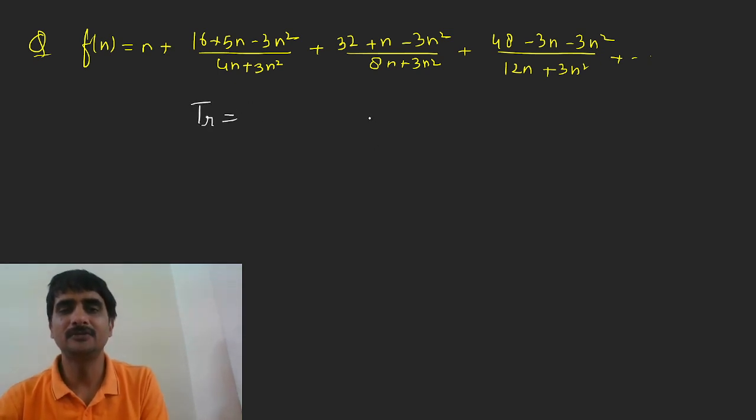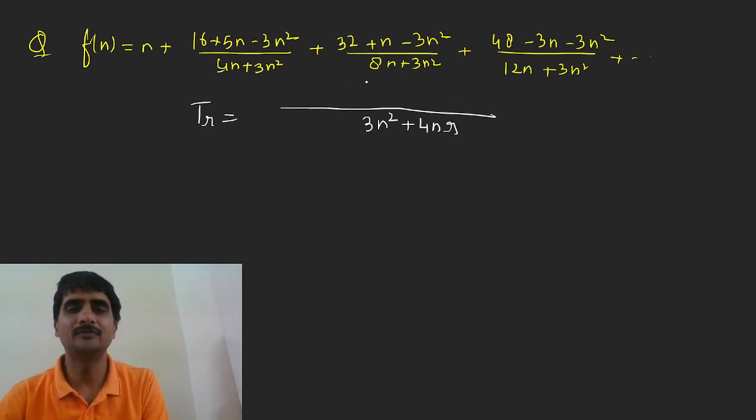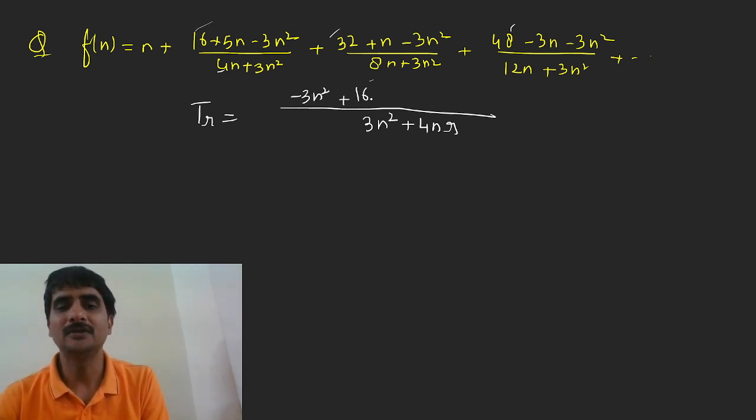So in the denominator there is no trouble: 3n square plus 4nr. Do all the children agree? It's a multiple of 4: 4, 8, 12, 16. It's a multiple of 4. Okay. In the numerator, minus 3n square is fixed, and 16, 32, 48 is a multiple of 16, so 16r.